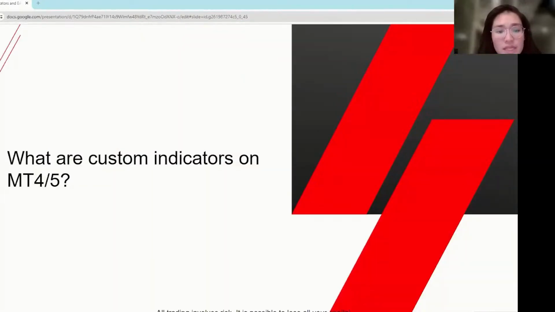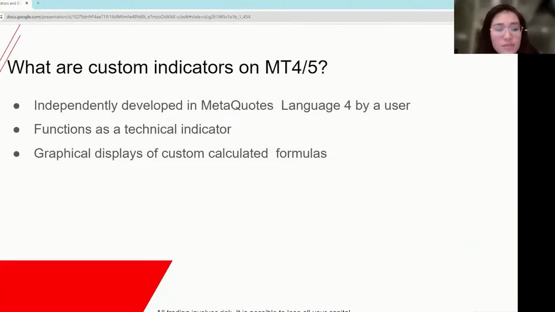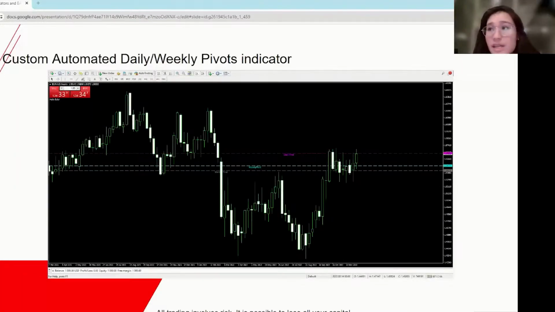Okay, so what are custom indicators on your MT4 and 5? They're basically independently developed in MQL4 by a user, function as a technical indicator, and are basically graphical displays of custom calculated formulas. So here's an example of a custom automated daily and weekly pivots indicator. You can see here the daily line is the purple line, weekly is the blue line, and then our monthly pivot is the gray line.